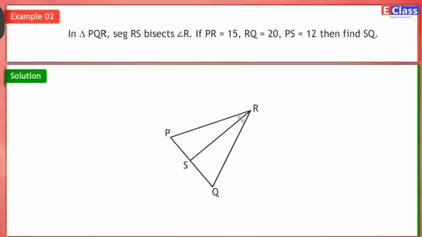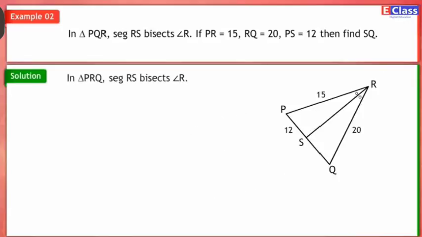Example 2. In triangle PQR, segment RS bisects angle R. If PR is equal to 15, RQ is equal to 20, PS is equal to 12, then find SQ. Solution. In triangle PRQ, segment RS bisects angle R. PR upon RQ is equal to PS upon SQ by property of angle bisector.